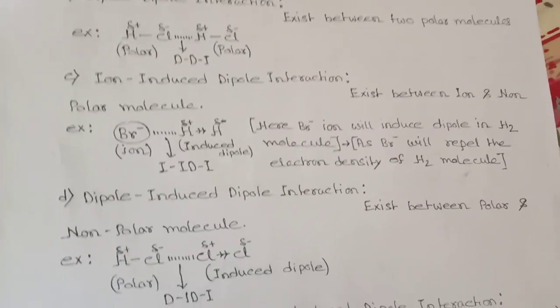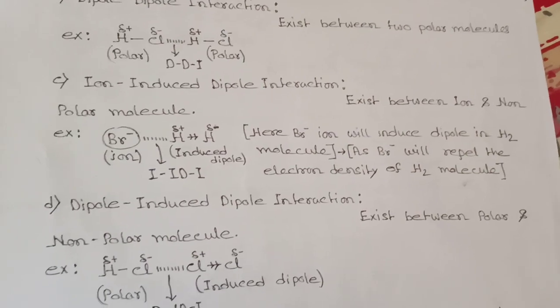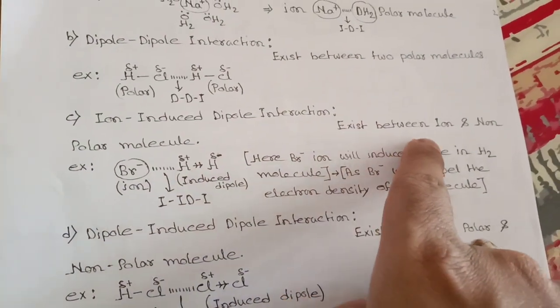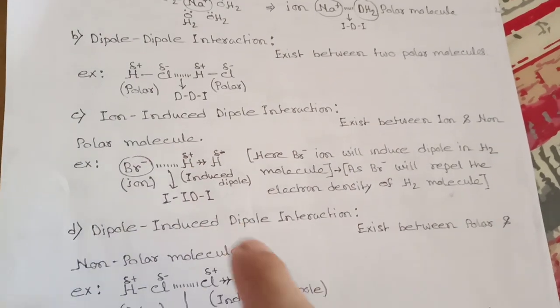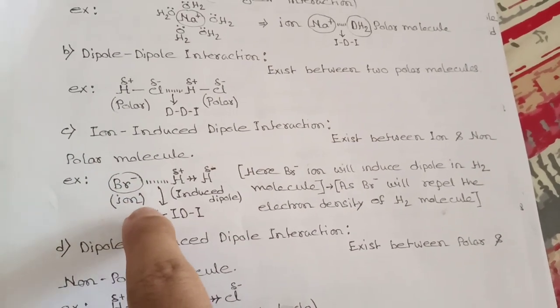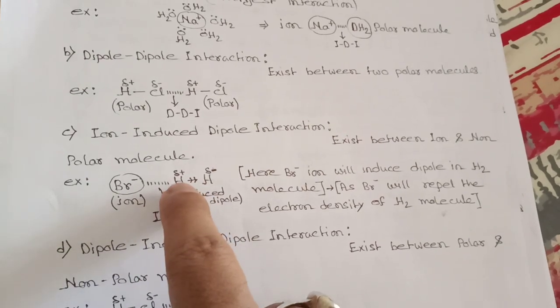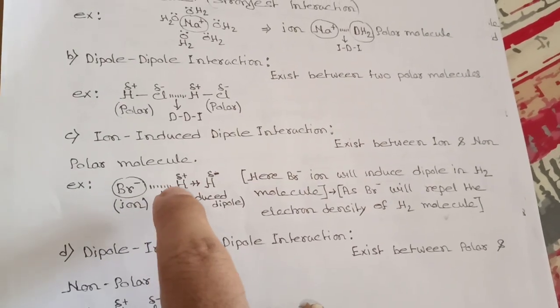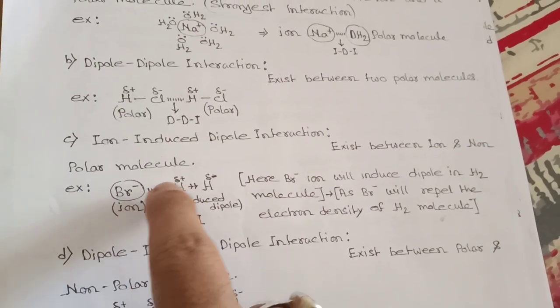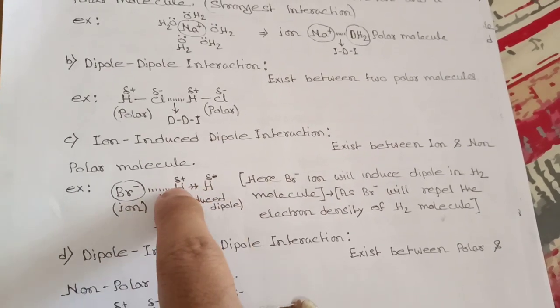Third one is ion-induced dipole interaction. This interaction will exist between an ion and a nonpolar molecule. Let's take an example of Br minus ion, bromide ion, and a nonpolar molecule like H2. Here Br minus ion will induce a dipole in the H2 molecule.